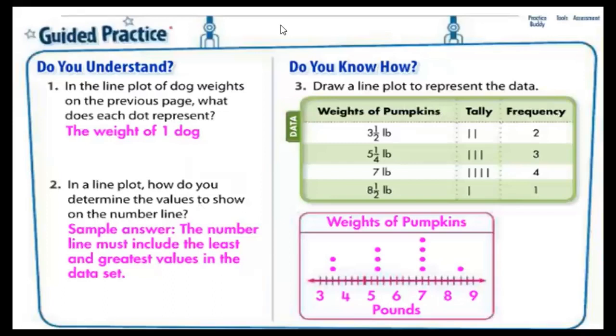Now, number 7, I think it's easy to help you here. In number 7, look, number 7 here. Yes, 4 frequency. I'm going to draw 4 bolded dots over 7. 1, 2, 3, 4. Okay.